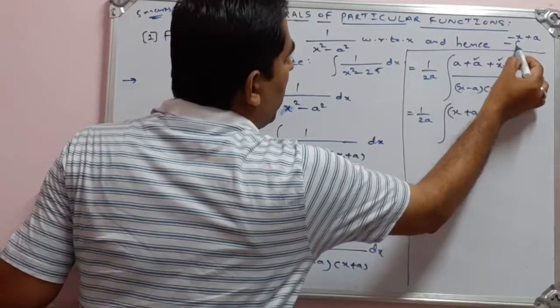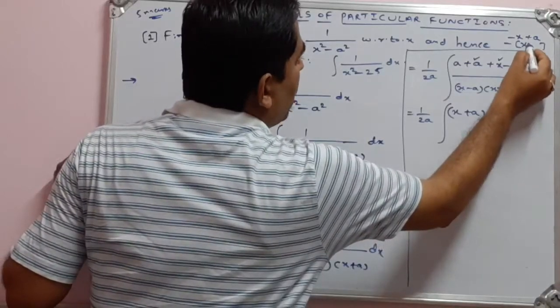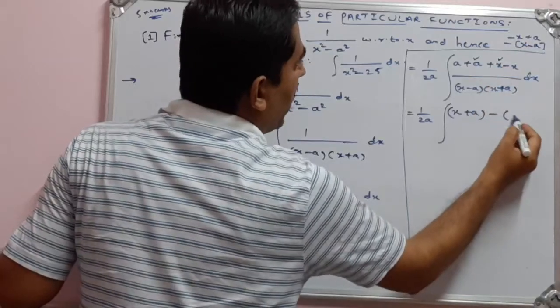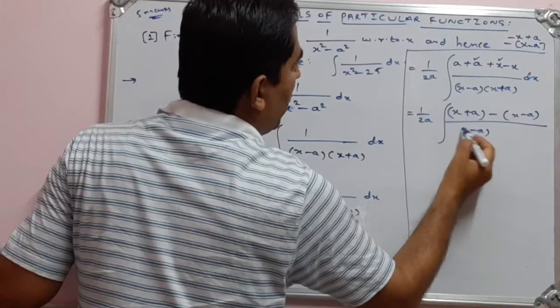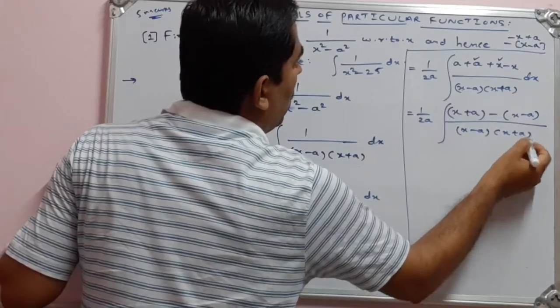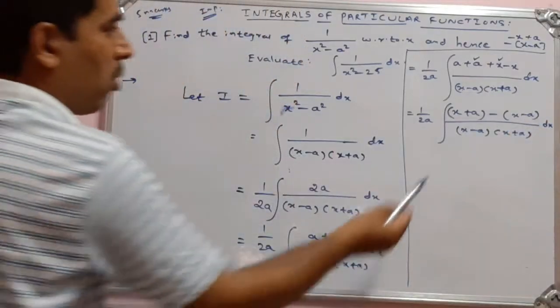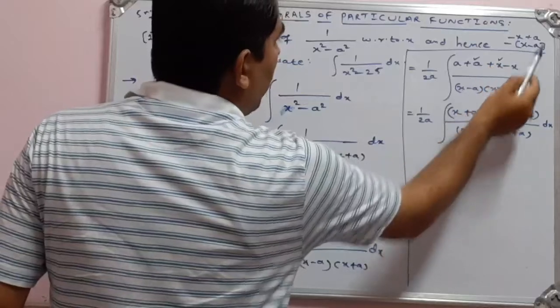From this I will take minus outside. If I take minus outside, what will I get? x minus a. That is minus x minus, minus plus a. So I will get x minus a divided by the denominator as it is, x minus a into x plus a, with respect to x. I have grouped these two terms and I have taken minus outside from the remaining two terms. Then I will get x minus a.